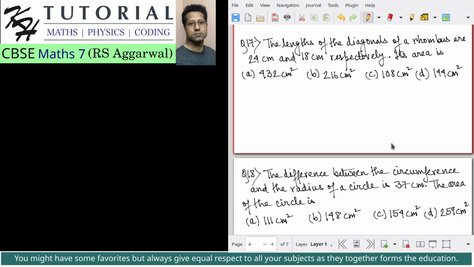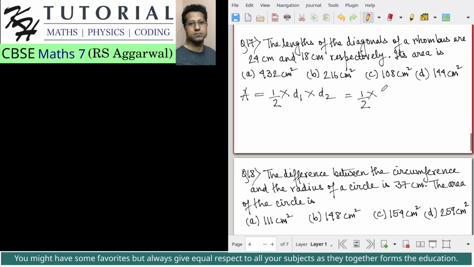Okay. Its area is... So we know that for a rhombus, the formula for area of a rhombus is half into product of the diagonals. That is, if I consider D1 and D2 be the length of the two diagonals of a rhombus, the formula of area is half into D1 into D2. So in this problem, D1 and D2 are given to be 24 centimeter and 18 centimeter.